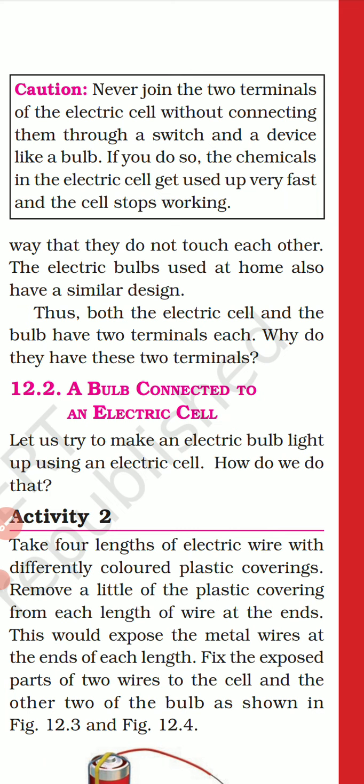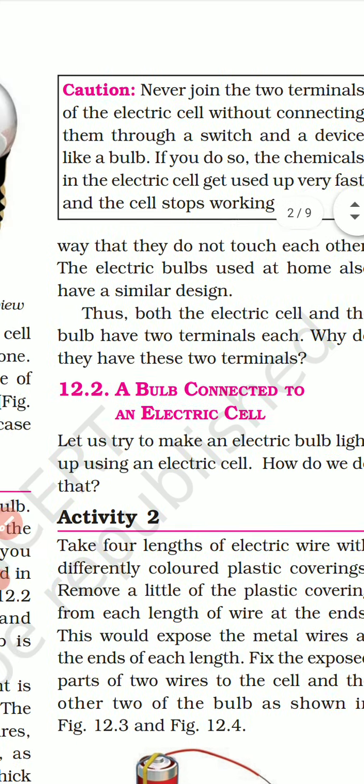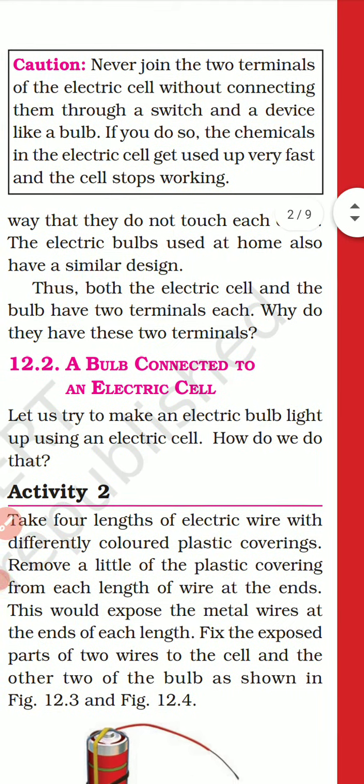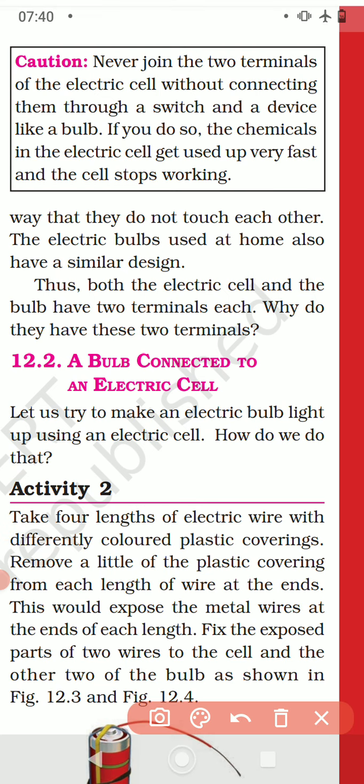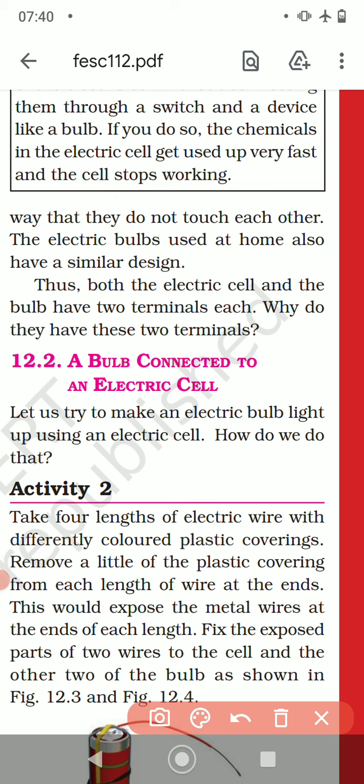So, if you do so, what will happen? Never join the two terminals of the electric cell without connecting them through a switch and a device like a bulb. When you do so, the chemicals in the electric cell, this is a very important question, it is always asked, get used up very fast and the cell stops working. Alright?